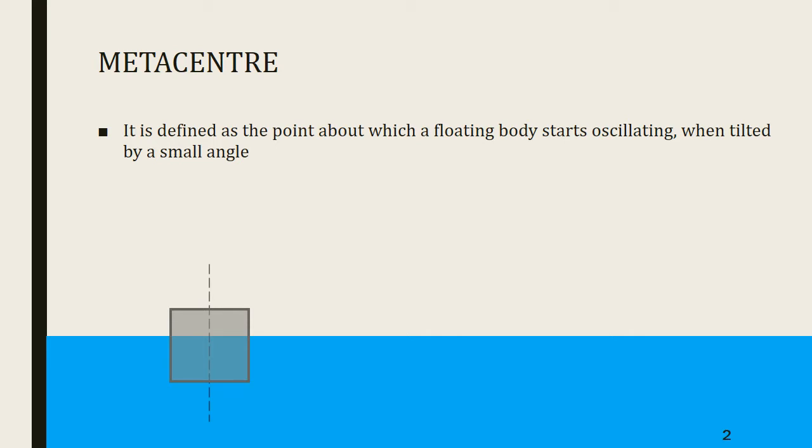So what exactly is Metacentre? Metacentre is defined as the point about which a floating body starts oscillating when tilted by a small angle. Here you can see a small floating body partially submerged in water, and if we give it a small angular displacement, it will oscillate back and forth about a particular point, and this point can be defined as its metacentre.